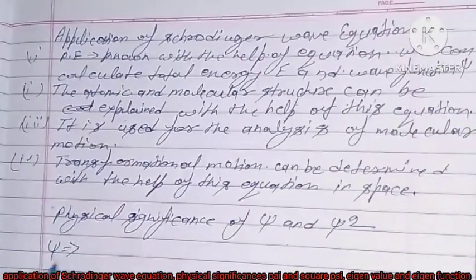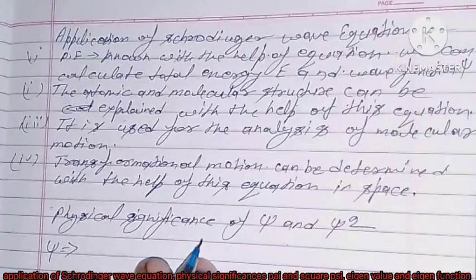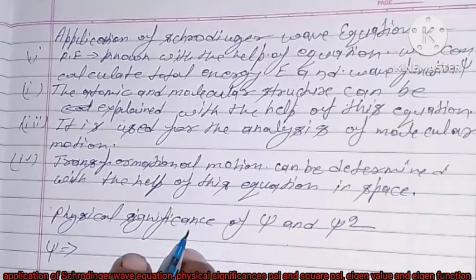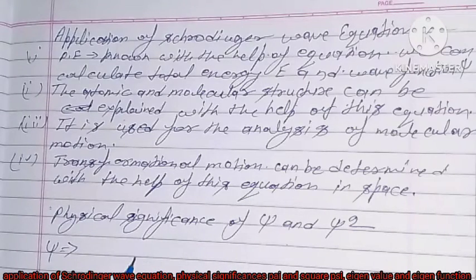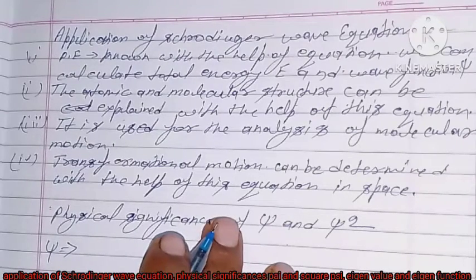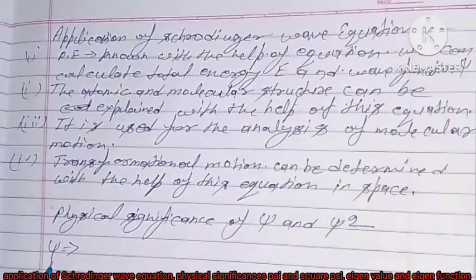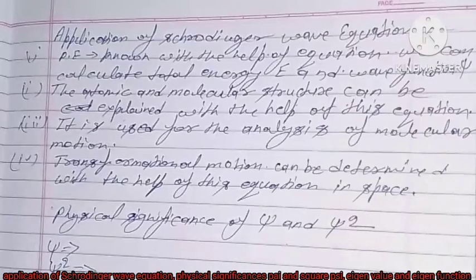The first is psi. Psi describes the wave behavior of the electron. It is called the wave function, which describes the amplitude of the wave. It is half of the vertical distance between crest and trough. Psi is always finite, single-valued and continuous.